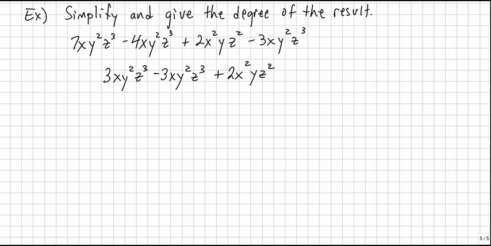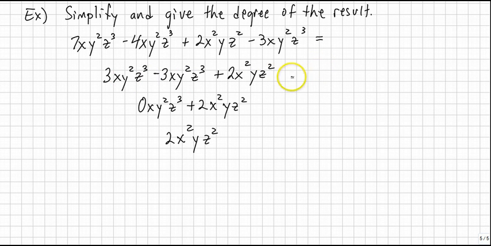Well, if I have 3 of these and I subtract 3 of them, then I have 0 of those. So I have 0 of these. And 0 times anything is just 0. So you end up with 2x squared y z squared. So this original polynomial equaled this simplified polynomial, which equaled this more simplified polynomial. It's not all the way simplified to the very end.